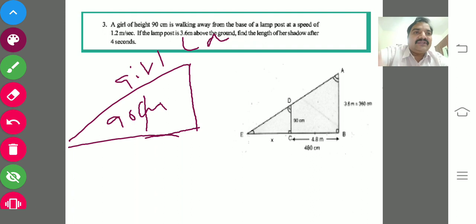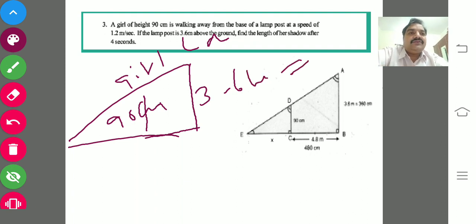Let us go with the centimeters, no problem. The girl is walking away from the lamp post at a speed of 1.2 meters per second. Nice. The lamp post is 3.6 meters, 3.6 means 360 centimeters.